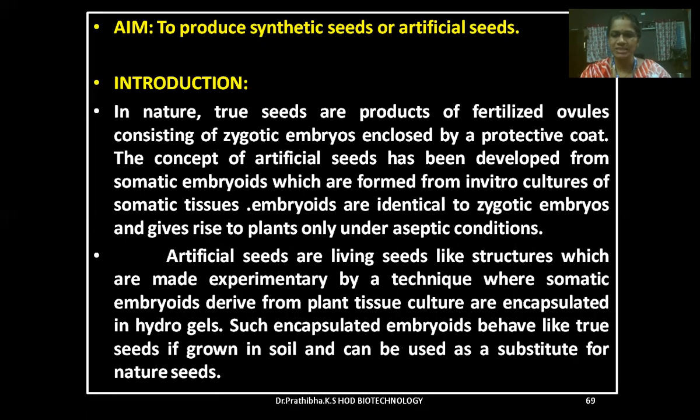Artificial seeds are living seed-like structures which are made experimentally by a technique where somatic embryos derived from plant tissue culture are encapsulated in hydrogels. Such encapsulated embryos behave like true seeds if grown in soil and can be used as a substitute for natural seeds.